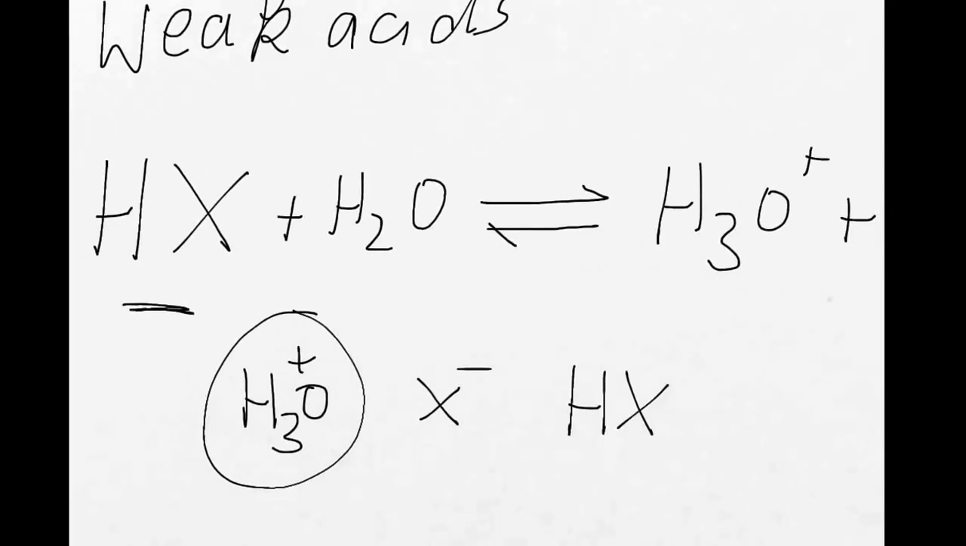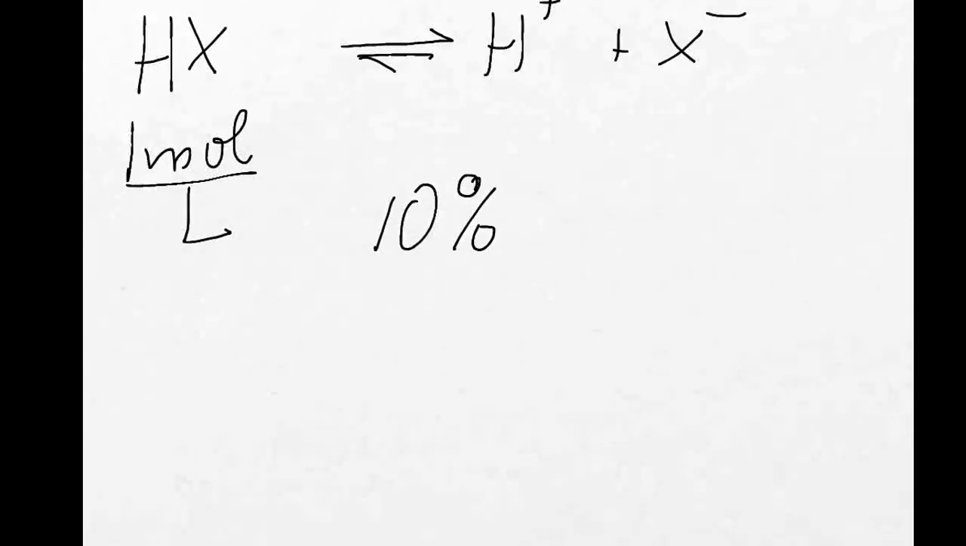If we don't know how many protons we have, we can't calculate the pH, can we? Let me give you an example. Let's say we have HX, and we start with, let's make it easy, 1 mole per liter. And this guy disintegrates into H plus and X minus, and it is an equilibrium. And we know that 10% will dissociate.